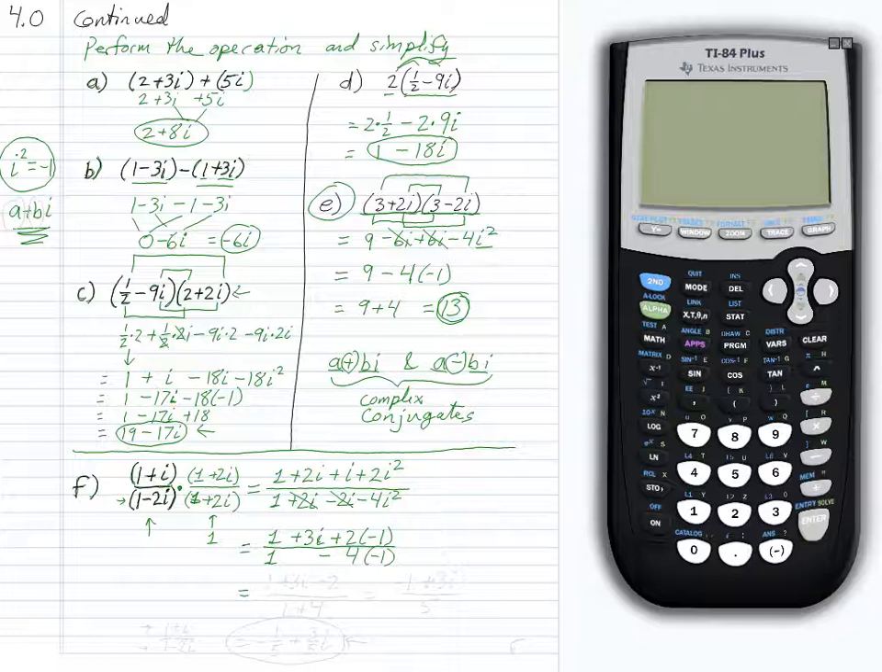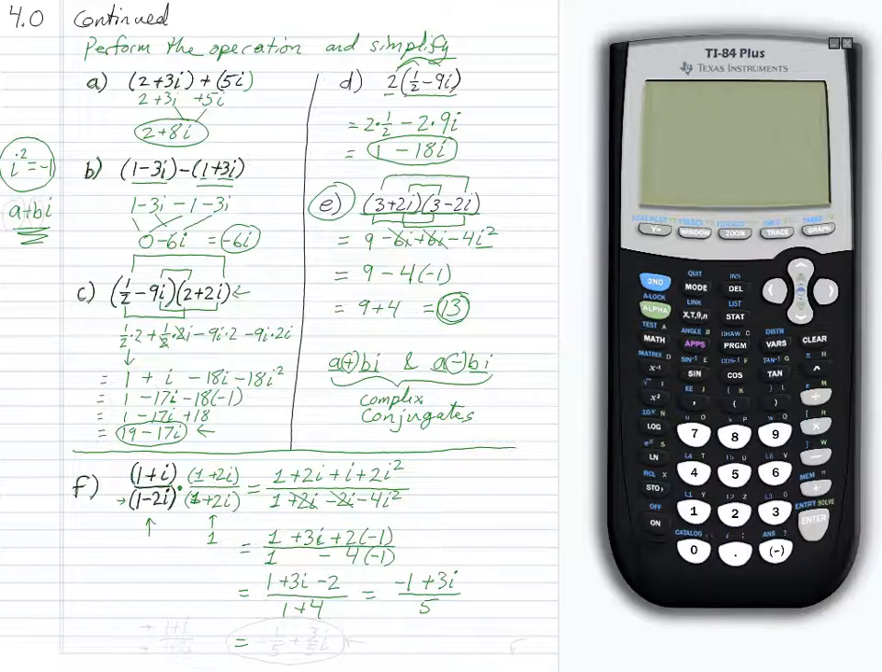So let's do a little bit of cleanup. This is 1 plus 3i minus 2 over 1 plus 4. So finally that leaves me with 1 minus 2, negative 1, plus 3i, over 5.